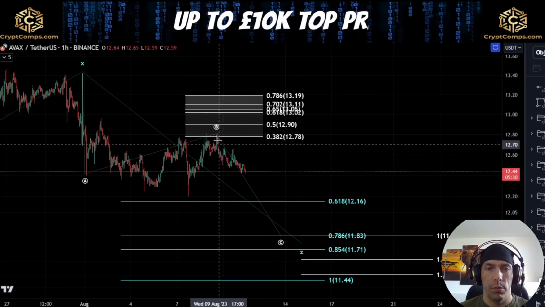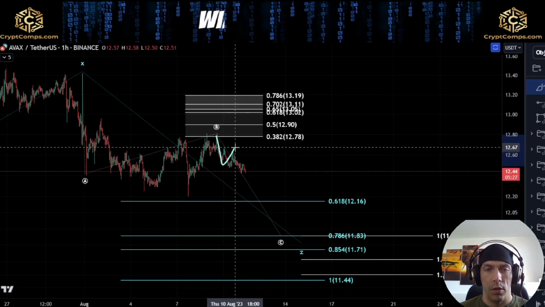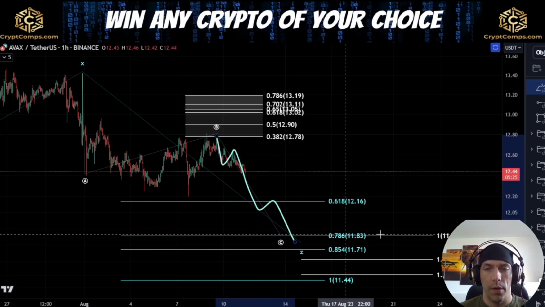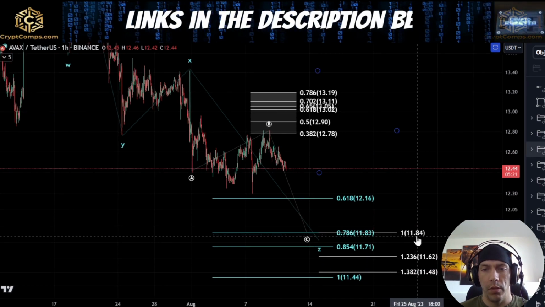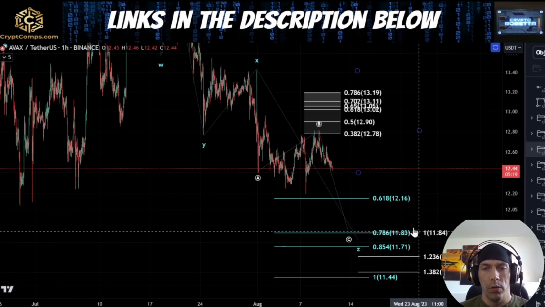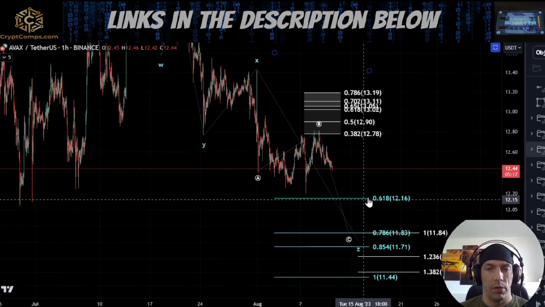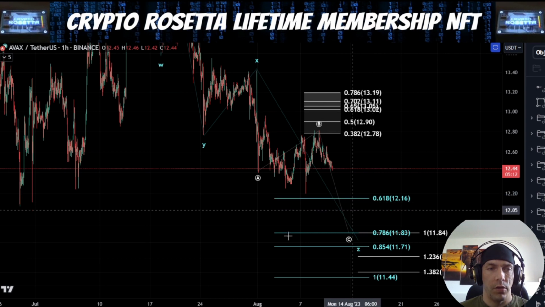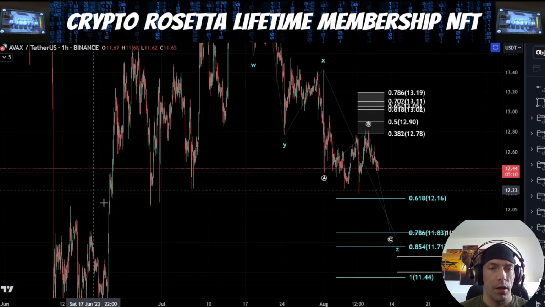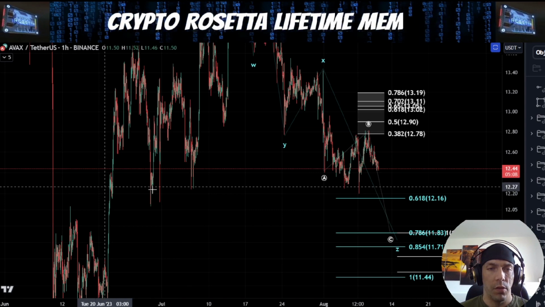So if we do start to break down here, we get this as 1, 2, and we get a bigger 3, 4, and a 5, looking to push us down potentially towards this 1-to-1 level here, which would be this 1184, or alternatively towards this 0.618 would be a minimum requirement. So I'm going to be keeping an eye on this 0.618 just because it is aligning quite nicely with these previous lows that we've got over here.